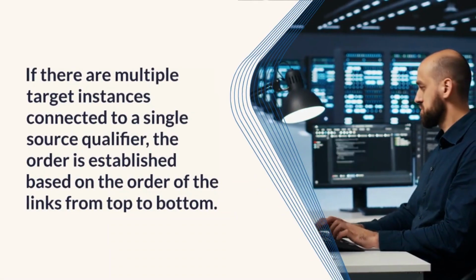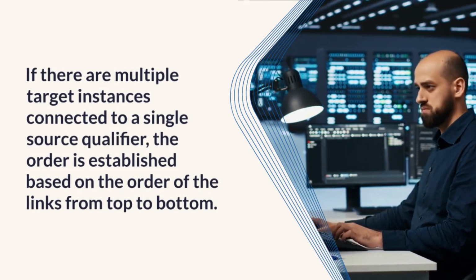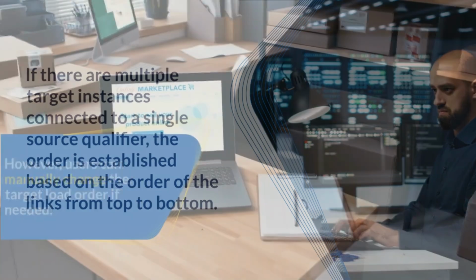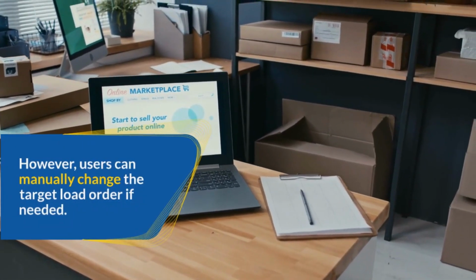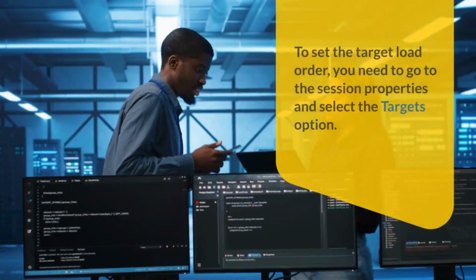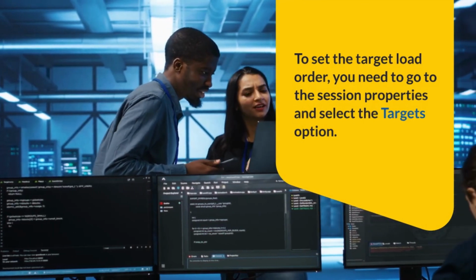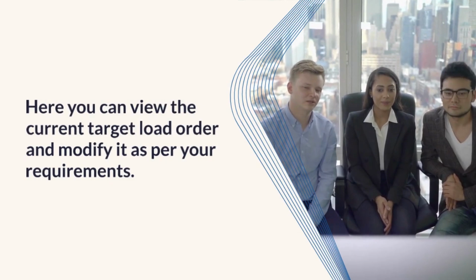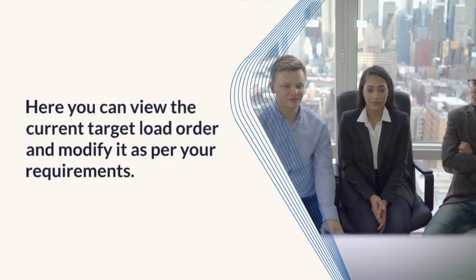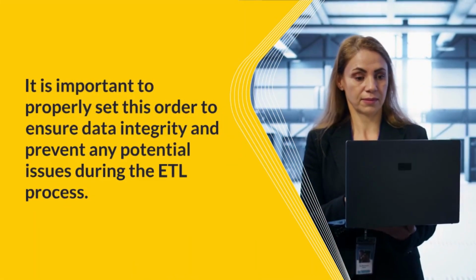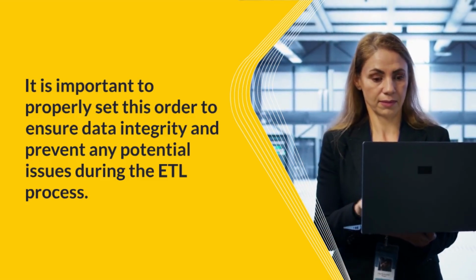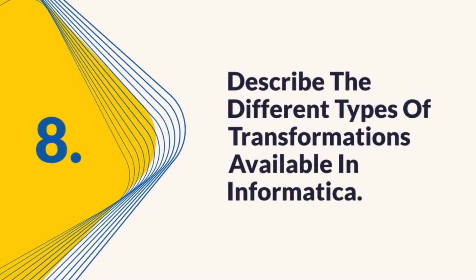If there are multiple target instances connected to a single source qualifier, the order is established based on the order of the links from top to bottom. However, users can manually change the target load order if needed. To set the target load order, you need to go to the session properties and select the targets option. Here you can view the current target load order and modify it as per your requirements. It is important to properly set this order to ensure data integrity and prevent any potential issues during the ETL process.